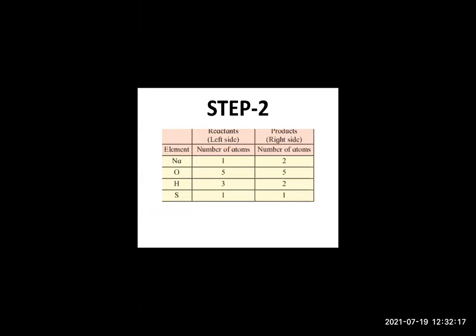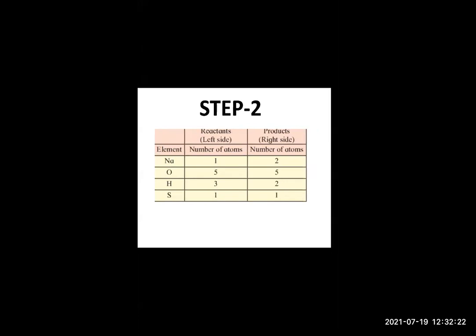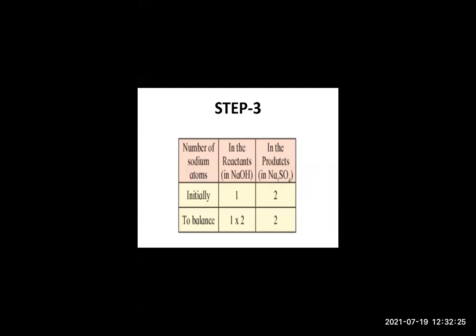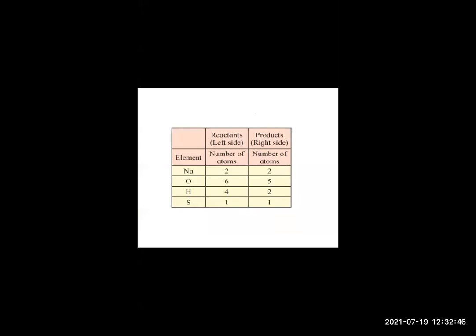So look at this step 3. Initially one sodium was there. You multiply by 2, it became 2 ones are 2, right? So now it is balanced. Left side, right side became equal, 2 atoms each. Correct? Yes. Now look here, look at the slide. Similarly, after balancing, you have to again make the table and write 2 each.